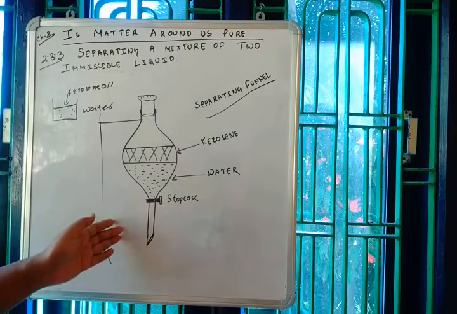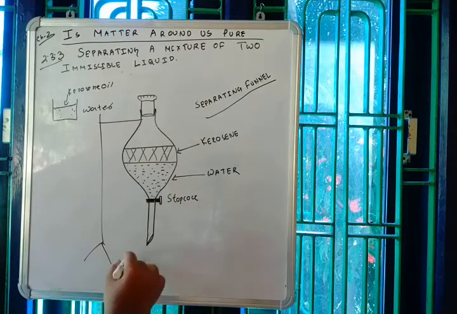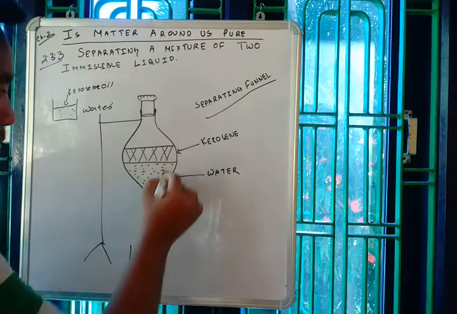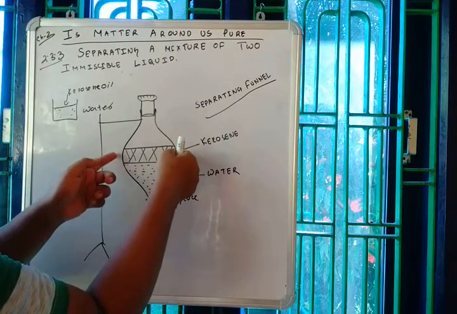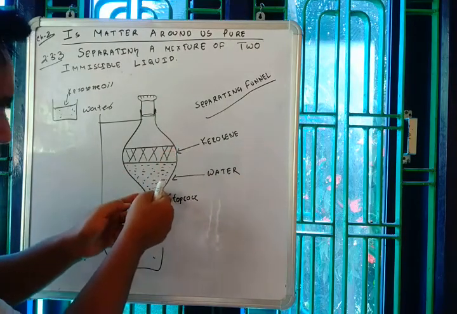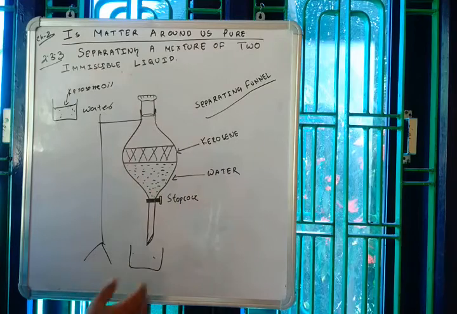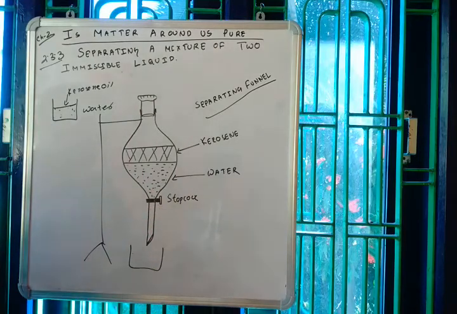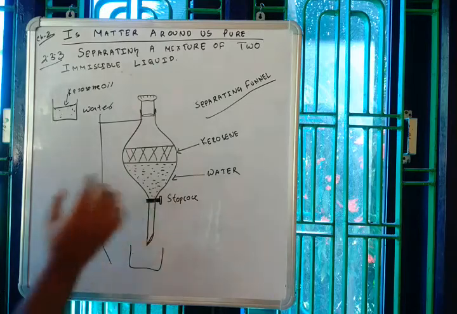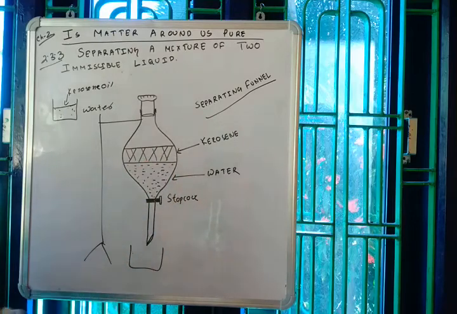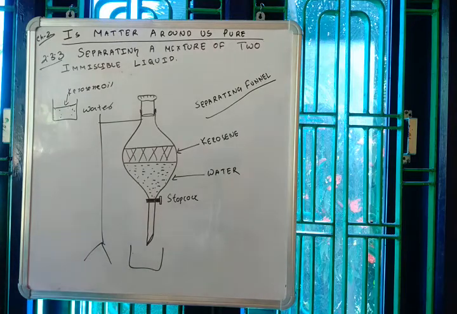Since we do not need the water we will throw it away, or if you wish you can store it in a beaker. As soon as the layer of liquid comes just above the stopcock, you stop it. You close the stopcock. You replace the beaker with a fresh one, open the stopcock again, and the kerosene will flow through. In this way, we can separate the components from a mixture of two immiscible liquids.